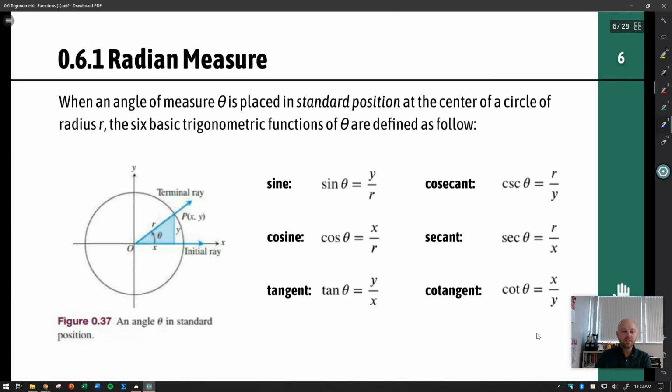So we move on a little bit more on radian measure. When an angle of measure theta is placed in standard position, now standard position means that the initial ray is on the positive x-axis and begins at the origin, and then the terminal ray moves counterclockwise from there, of radius r, the 6 basic trigonometric functions of theta are defined as follows. And you know these: sine, cosine, tangent, cosecant, secant, and cotangent, where sine would be y over r.